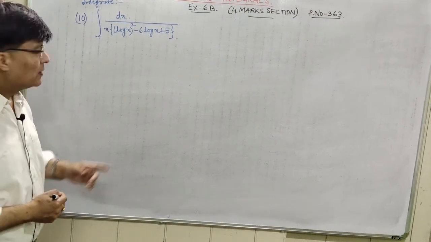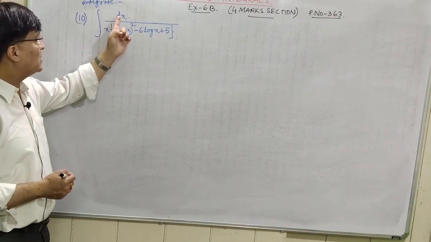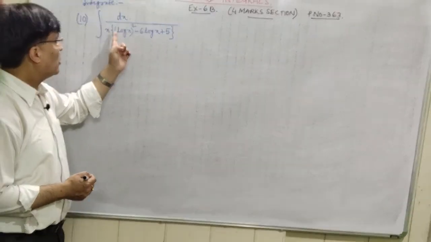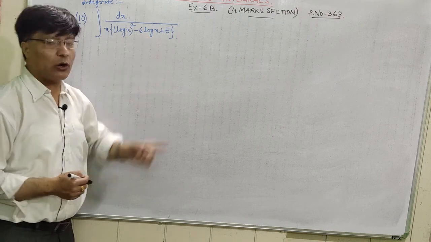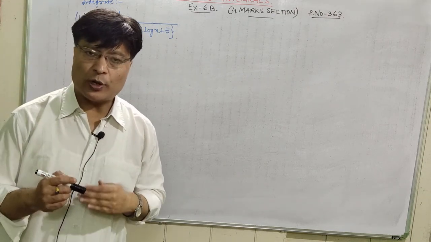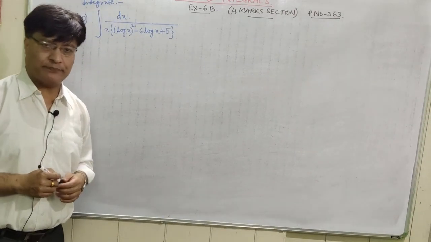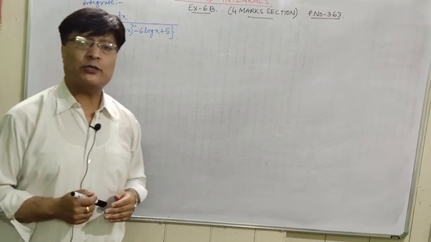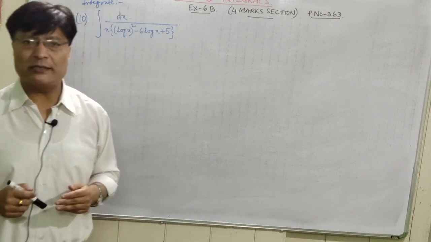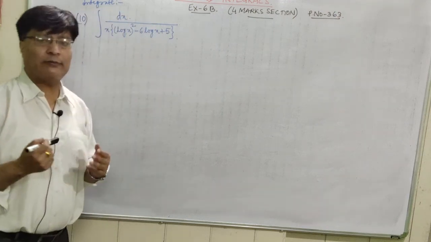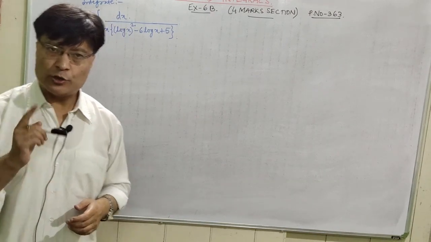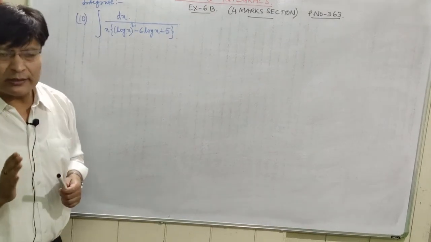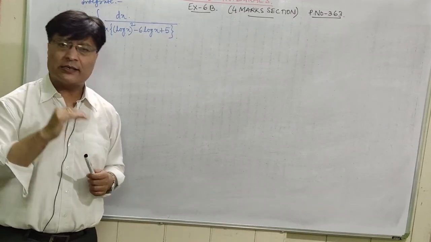Integrate. That is, you have to integrate this integral sign dx divided by x into within second bracket log x whole square minus 6 log x plus 5. So how can you evaluate this integration? So here directly you cannot convert into perfect square and then use standard integral. So in this case, first of all, you have to do the method of substitution. So you have to check the relation between log x and 1 by x. So what is the relation between log x and 1 upon x?